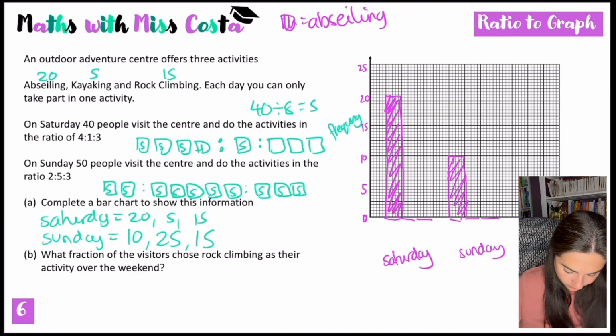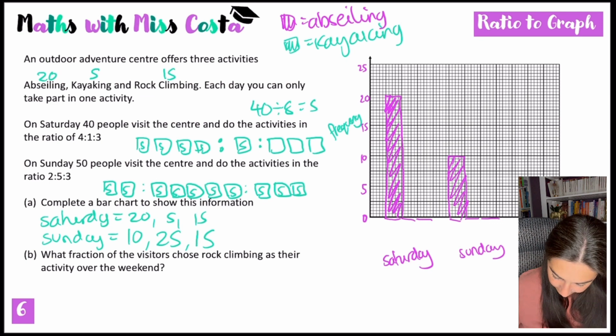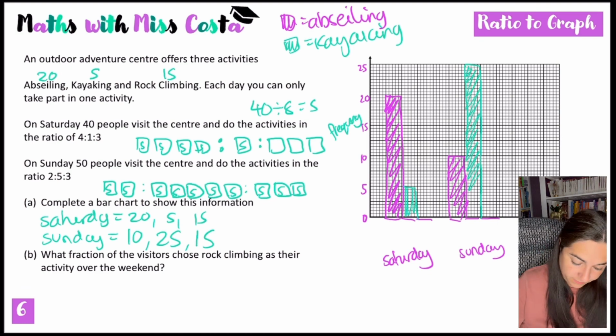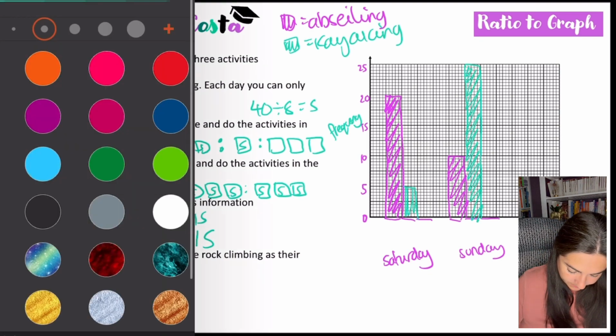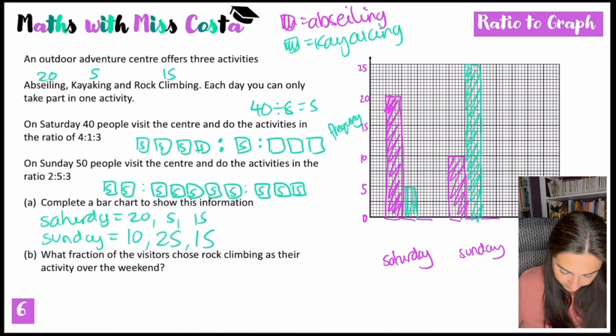Then let's do a different colour for kayaking. So second one is kayaking. So kayaking on the first day, there's 5. And then on the Sunday, there's 25. Clearly, Sunday must have been a nice warm day. And then finally, we've got 15, 15. Oh, okay, so 15 on both days. So just draw it like that, 15 and 15.